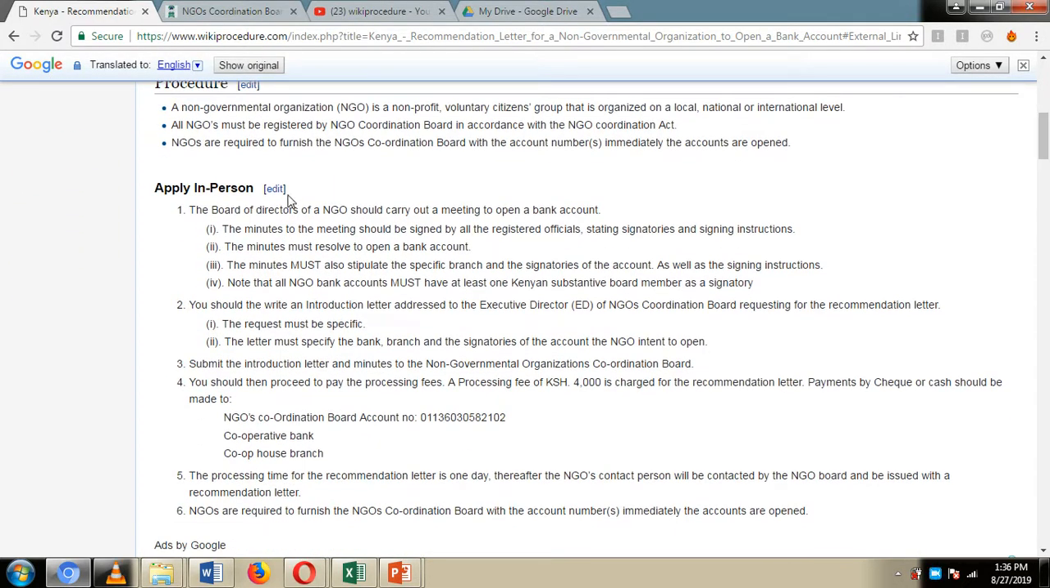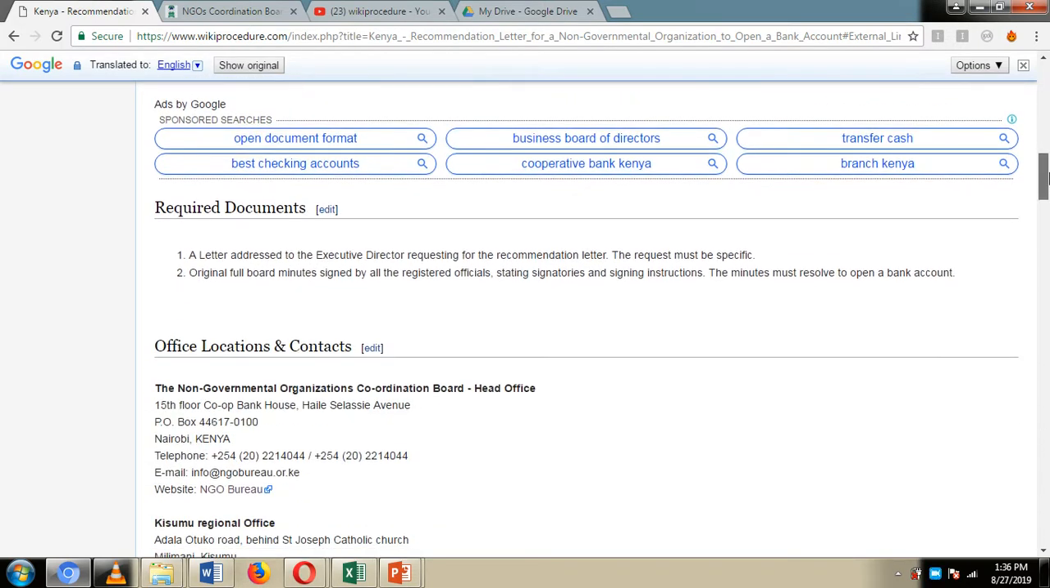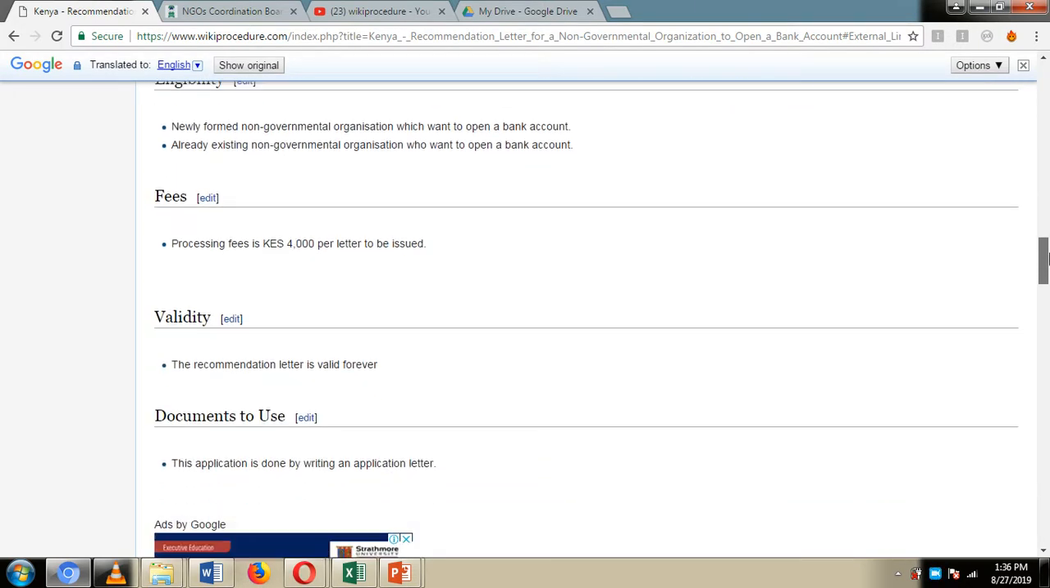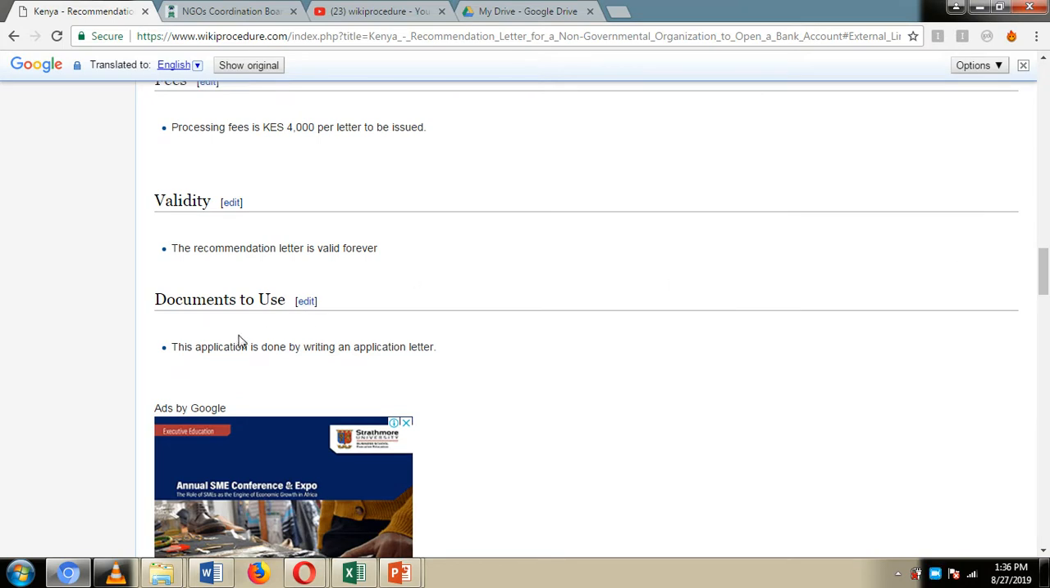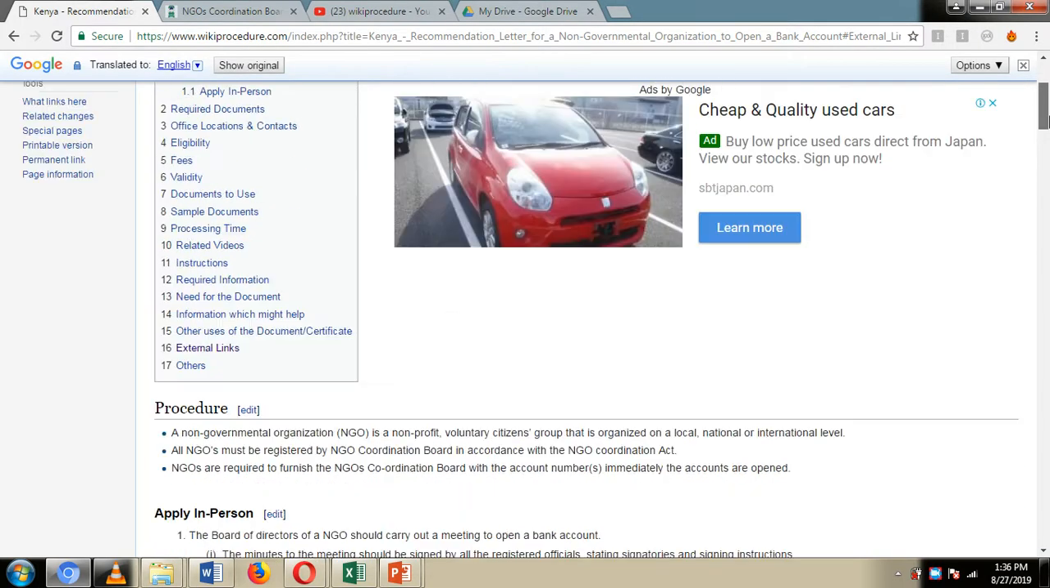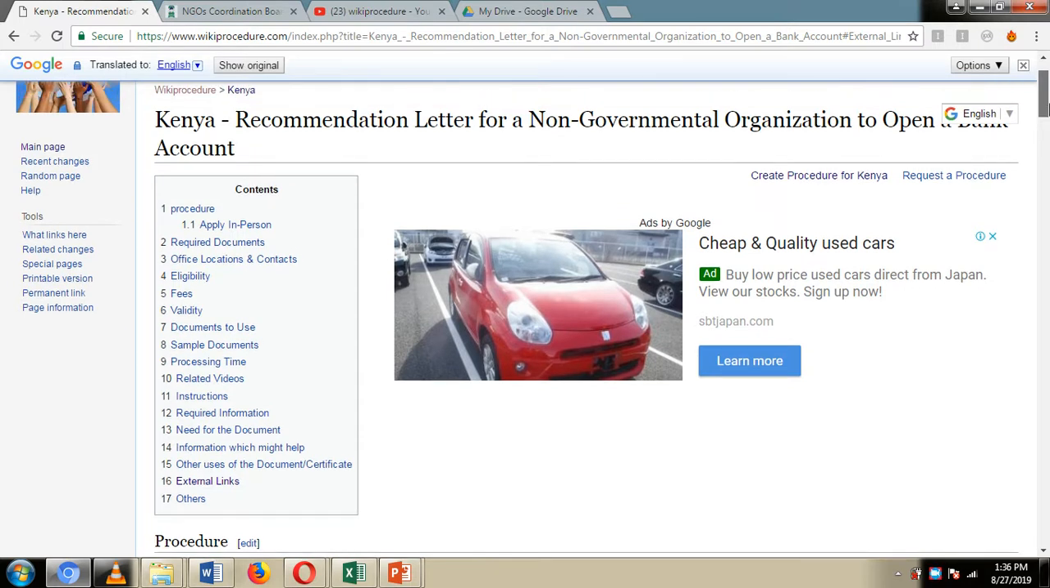This application does not require an application form for you to fill. However, you are supposed to write an official application letter to the executive director, and we are going to look at how you're going to do that as we move on with the presentation today.